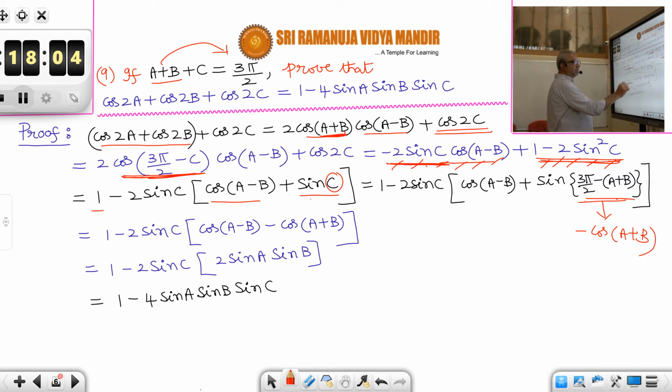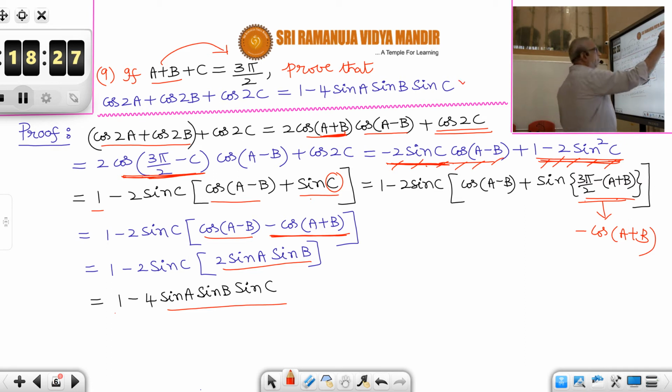1 minus 2 sin c into cos a minus b minus cos a plus b, here you see. Now what is happening in the bracket? Cos a minus b minus cos a plus b. Cos gets cancelled, sin will add up: 2 sin a sin b. So 1 minus 4 sin a sin b sin c. Okay, that is the right hand side.